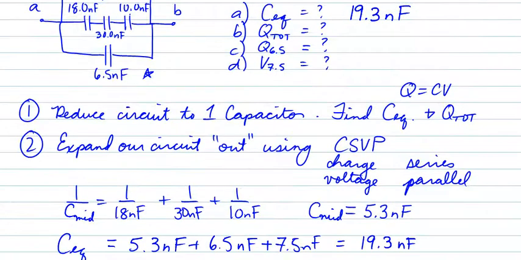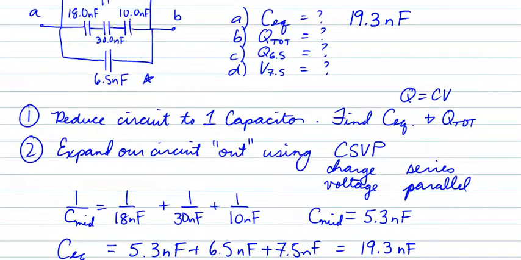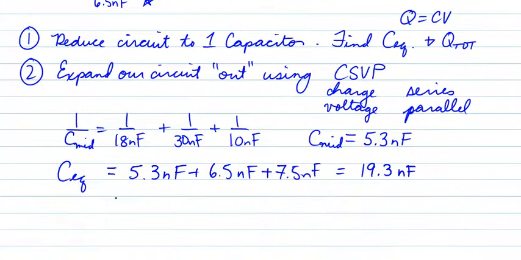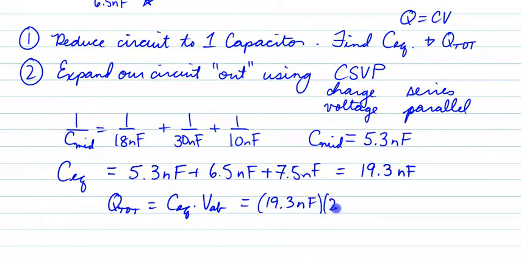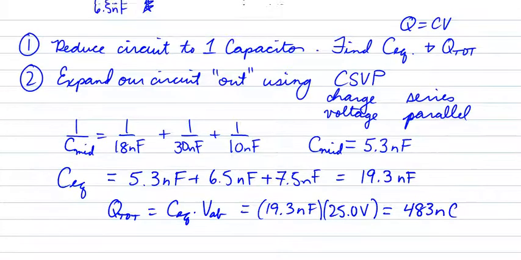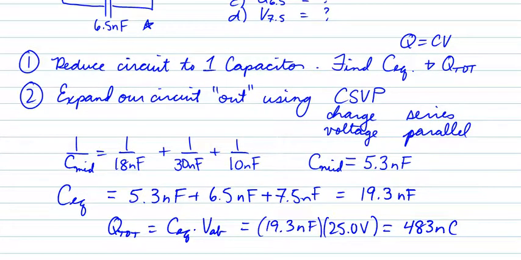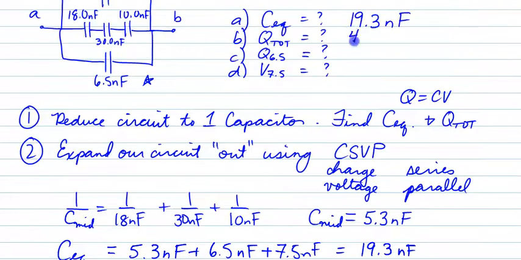equivalent capacitance. And so now what we can do is take this and use Q equals CV to find the total charge. So C equivalent times VAB, because that's all the way across the circuit, and so it's going to be 19.3 nanofarads times 25 volts, and that's going to give us 483 nanocoulombs. And we might as well just leave it in nanocoulombs.